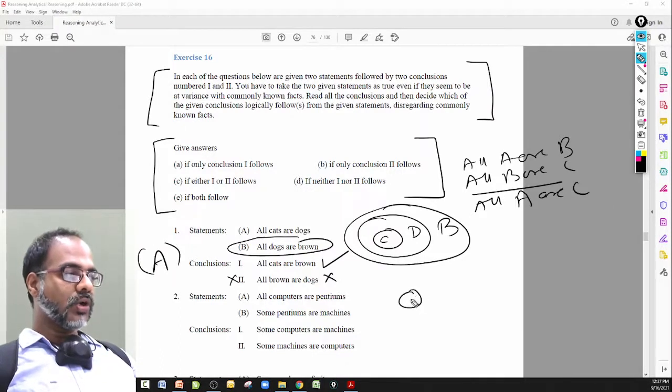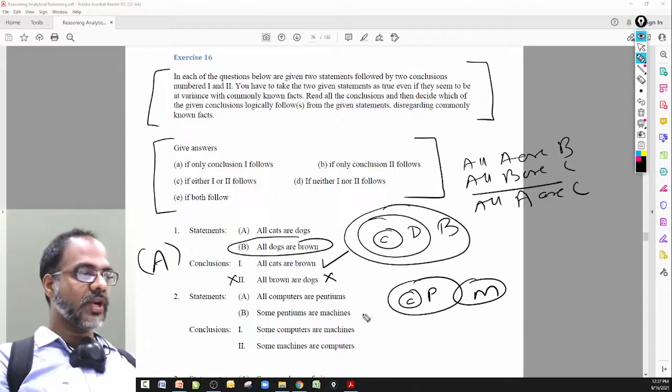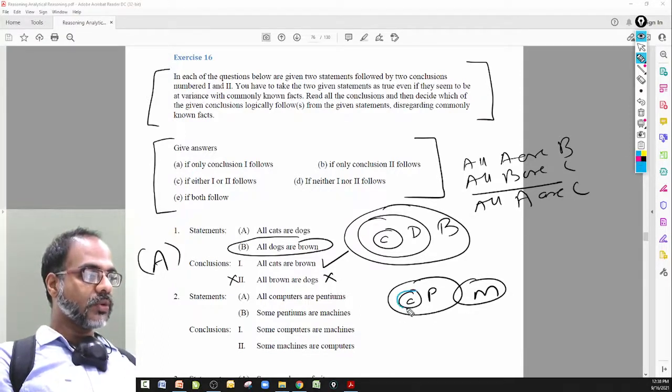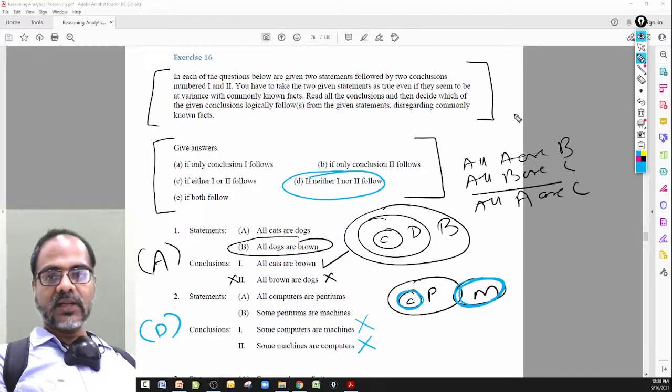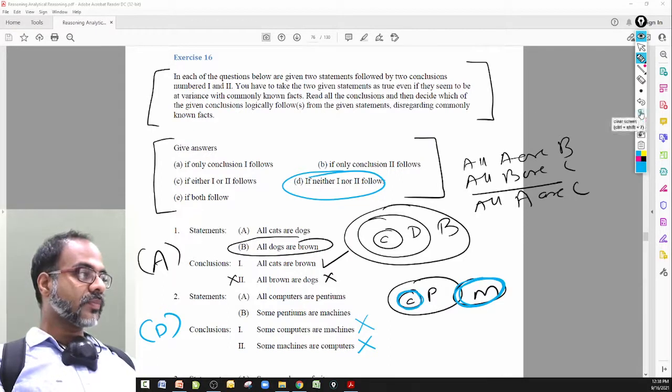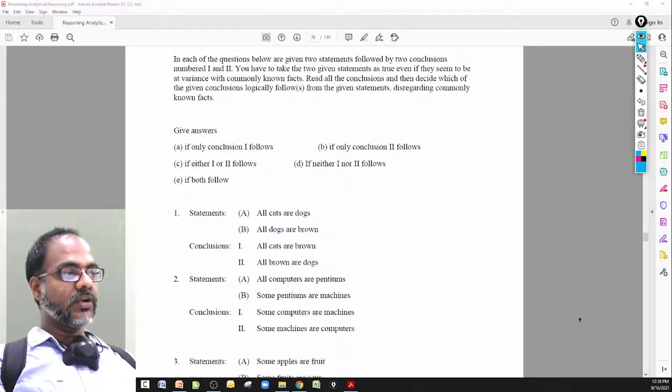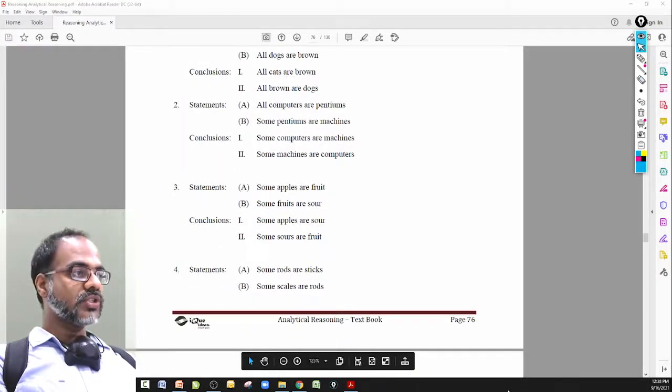Similarly, in the second one, all computers are Pentiums and some Pentiums are machines. This is one way which I can draw it. Now here it says, are some computers machines? No. As you can see, if I take a look at the computers and machines, these two circles, it's possible that they never intersect. So it's not necessarily true all the time that some computers are machines, and hence some machines are computers is also not necessarily true, as neither one of them follow. D has to be marked as the answer for this particular question. Now let's quickly move ahead to the next couple of questions.